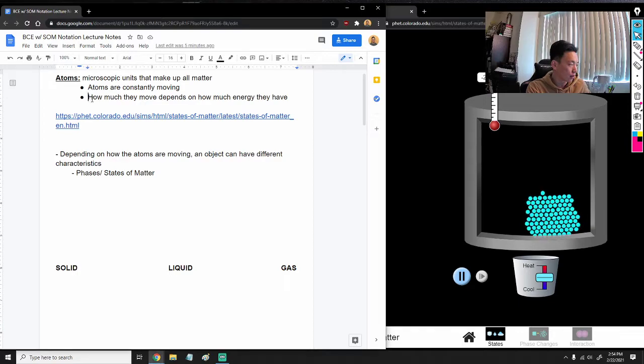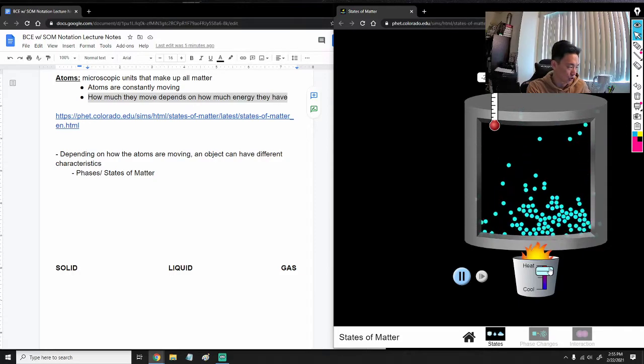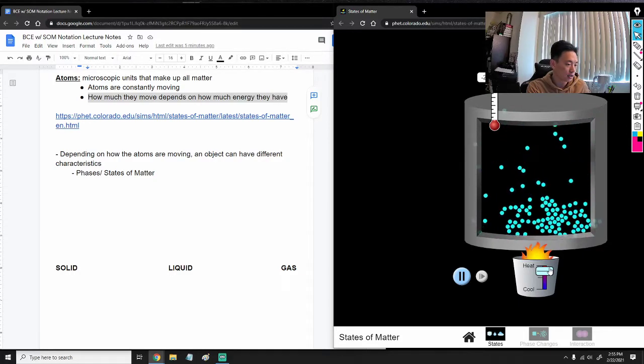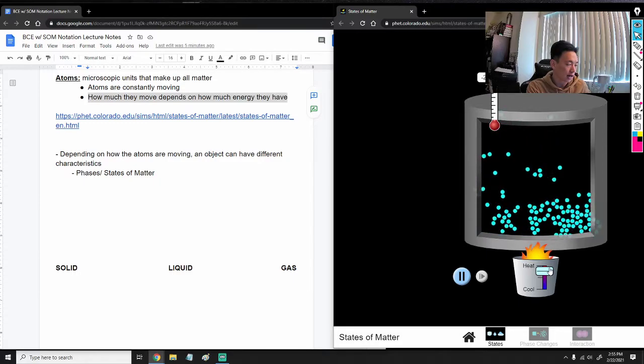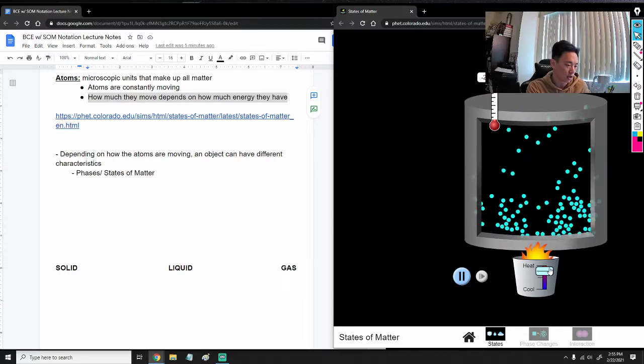Now what we need to remember is the amount these atoms move depends on how much energy they have. So if we heat this up, we're adding heat energy. And if we do that, you're going to notice that the atoms start moving a bit faster, they start vibrating more, and as we heat it up, they start vibrating to the point where they break apart and turn into, in this situation, a gas. So depending on how much energy these atoms have, it tells us what state of matter it's going to be, whether it's a solid, liquid, or gas.